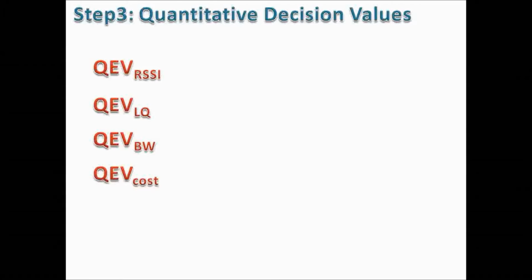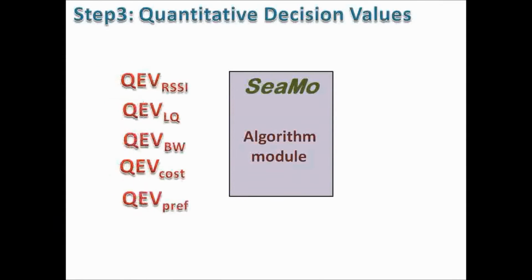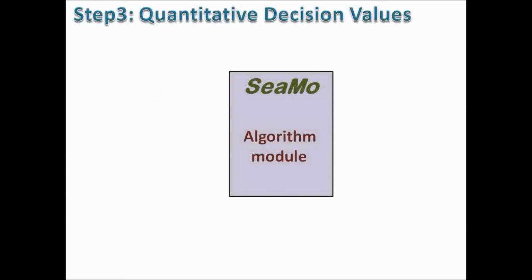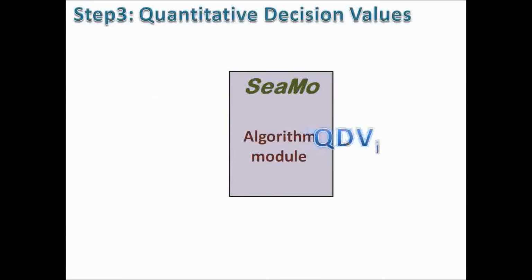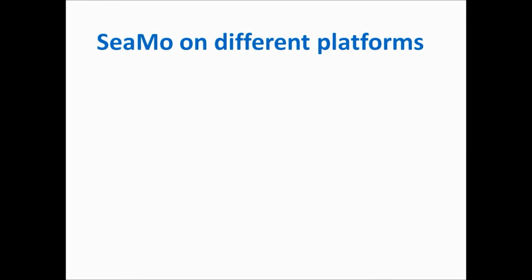The third step is quantitative decision values. The QEV of RSSI, link quality, bandwidth, cost and user preference for every network is calculated and fed to the algorithm module. The algorithm would generate QDV of a network I. The QDV of the network I and similarly obtained QDV of network J are sent to the decision module. The decision module compares them and decides handoff or no handoff.